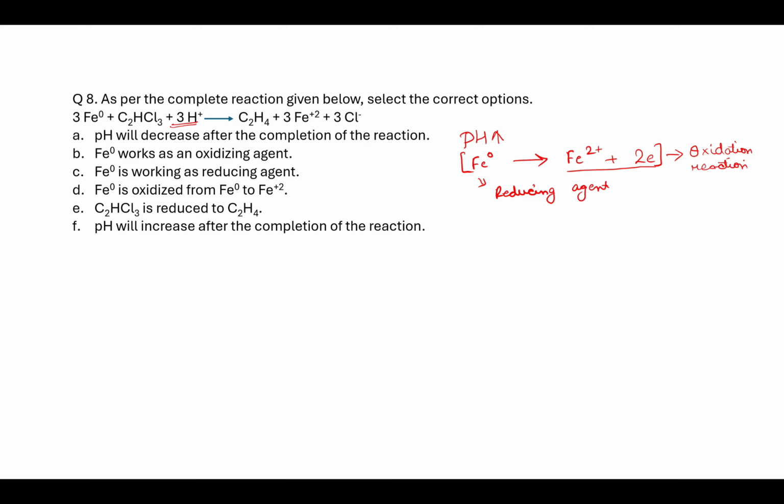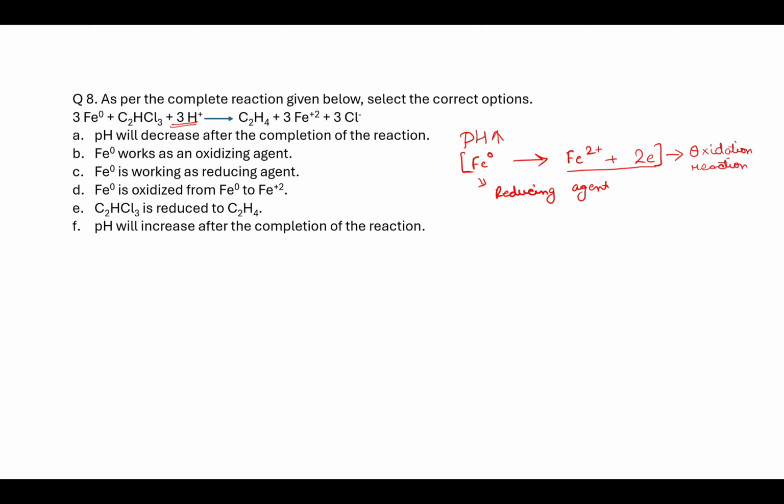So B is also not correct. C option is zero valent iron is working as a reducing agent. So this statement is correct. Fe0 is acting as a reducing agent. It is itself getting oxidized, so it is a reducing agent. It will reduce the other compound.